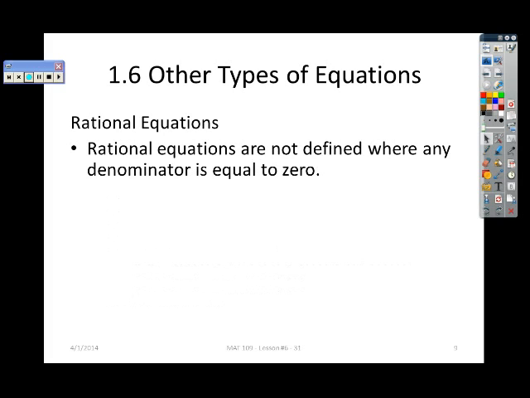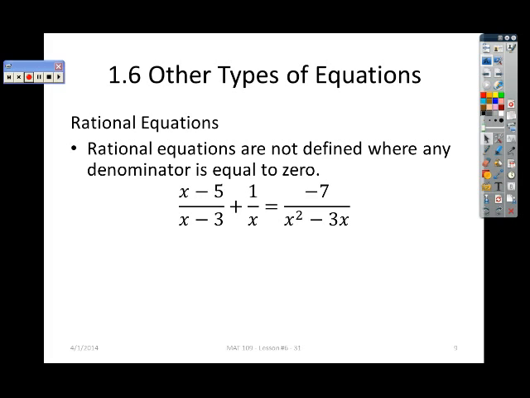So undefined, if a denominator is 0, you throw those solutions away. Here's a rational equation. I want to get x equals, which means I cannot have x's in the denominators. In order to get rid of the denominators, I have to find a common denominator for the entire equation.